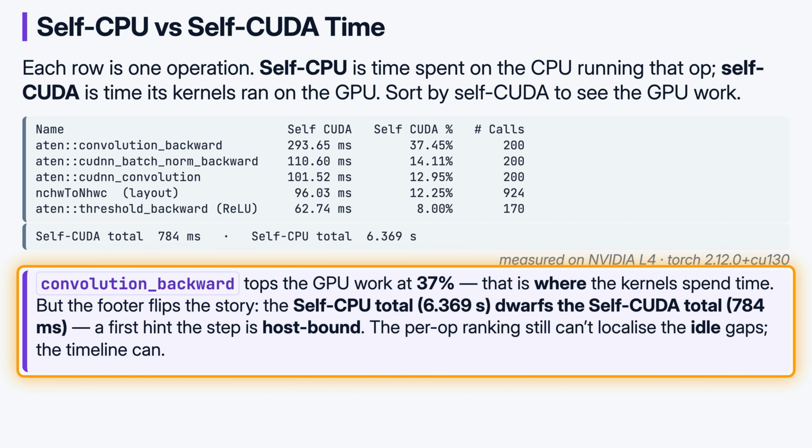So the ranking tells you where the GPU spends its time. The totals hint the step is host-bound, but the ranking still cannot find the idle gaps. For that, we need the timeline.